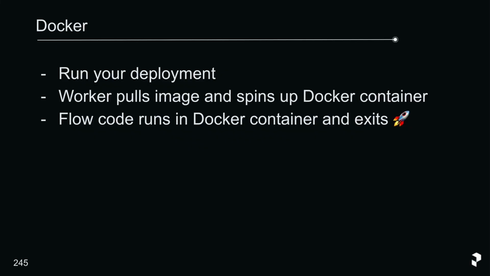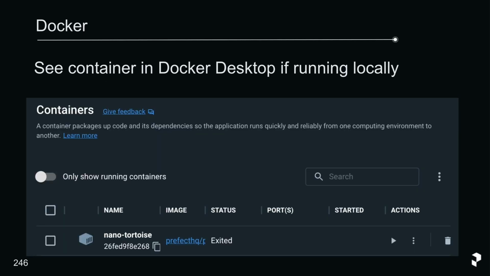Once you have your new Docker deployment available, you can go ahead and run it. And what will happen next is the Docker worker will pull the Docker image that's listed out in the deployment, and it will spin up a Docker container using that image. Then the flow code will run in the Docker container, and once everything is done, the container will exit. If you're running Docker locally using Docker Desktop, you can actually see these new containers spinning up when you execute your flow runs. So I would encourage you to check that out and watch everything happen in real time.